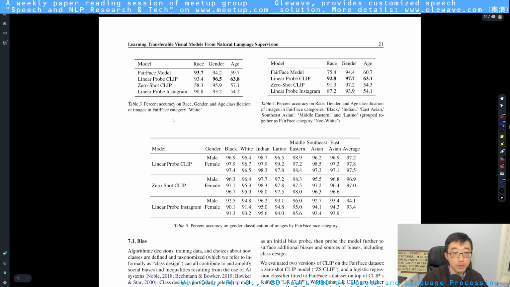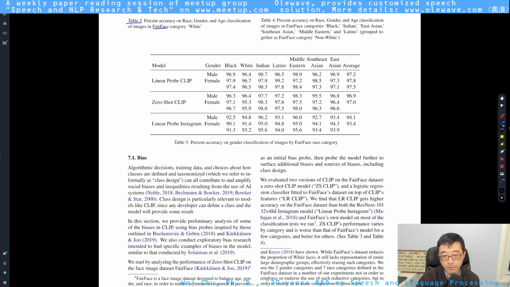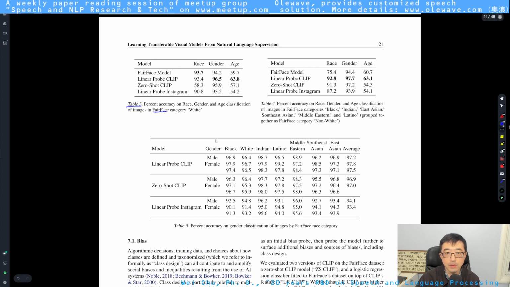First of all, you check table number 3. It shows FairFace, a dataset which was designed or collected to tell whether the model can fairly recognize the race, gender, or age of a human from his or her face. These are the baseline model, okay, FairFace model baseline. But if you have the CLIP model, you just add a linear classifier on top of it, and this is supervisedly trained. Okay, this is supervisedly trained because you have the FairFace labels, right? You can train that supervisedly, and the zero shot means it's not supervised learning.